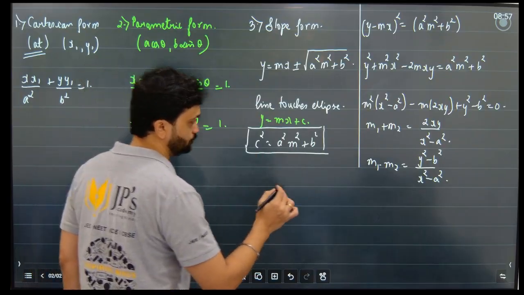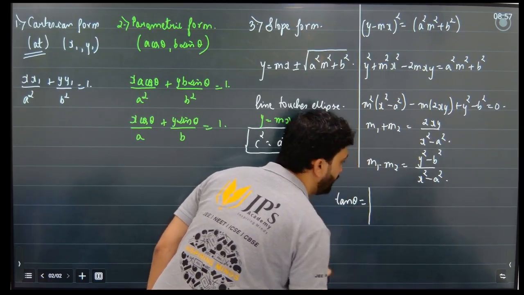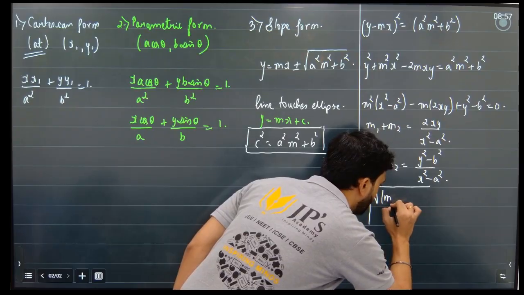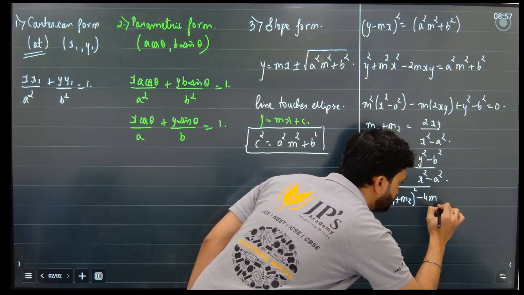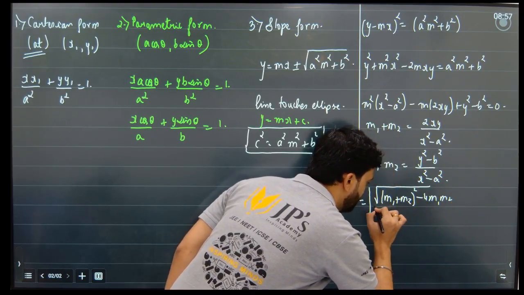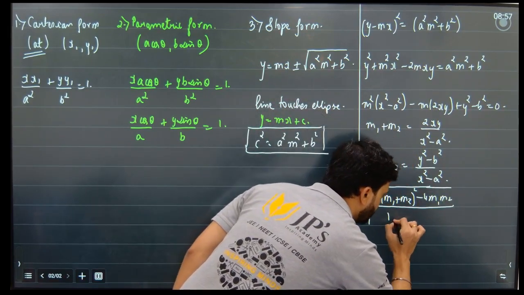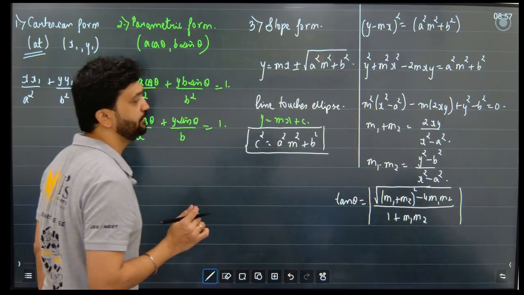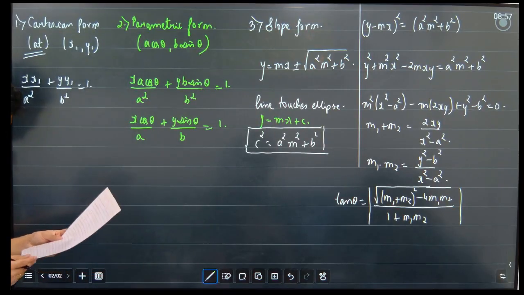And then using the formula, I can find tan theta. Now I know that tan theta is m1 minus m2, which I can write as the square root of (m1 plus m2) the whole square minus 4 m1 m2. If I simplify this, it will become m1 minus m2 upon 1 plus m1 into m2. So this is how you find tan theta. But tan theta is equal to m1 minus m2 upon 1 plus m1 m2.